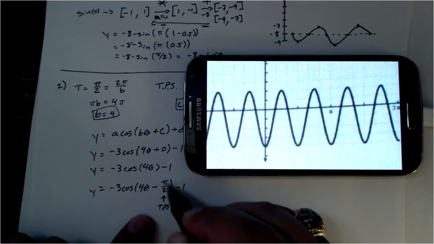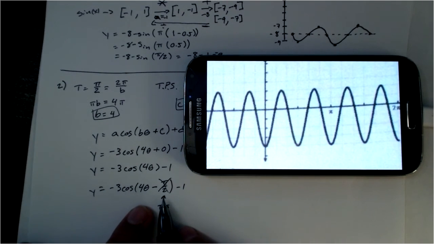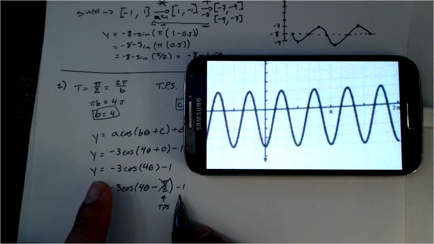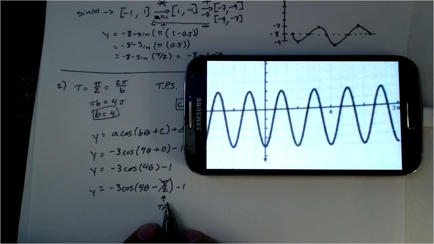This is another reason why, whenever we're writing equations, that new form that we were given might actually be easier because we don't have to care about what our C value is.